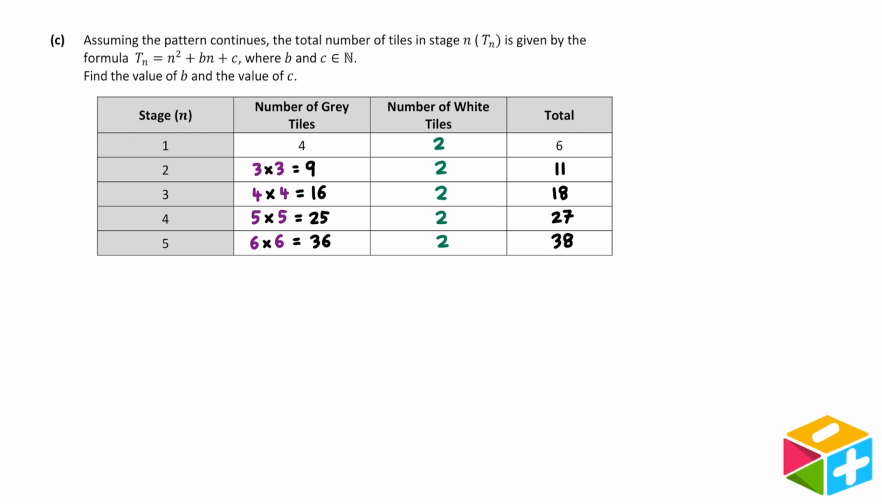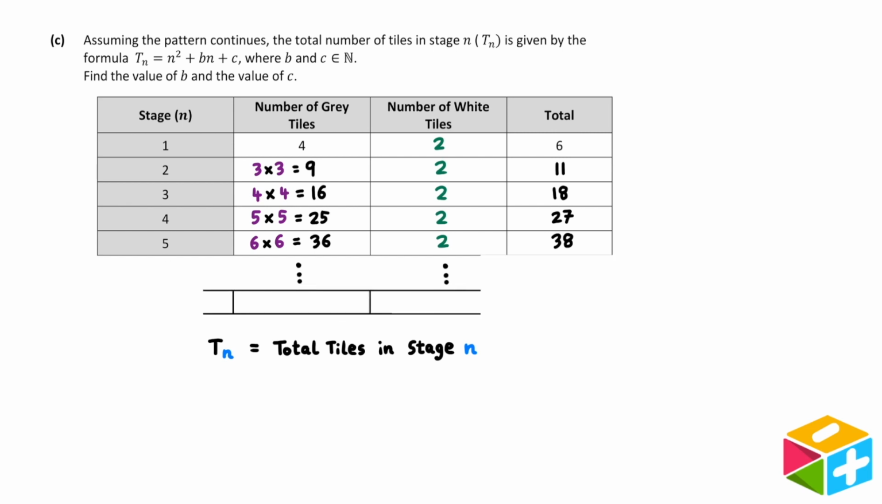In this question, we need to find a formula for Tn, the total tiles in stage n. To do this, we can generalize the pattern from the table we made out in part B. In other words, we can think about the number of grey tiles and number of white tiles in row n of our table.